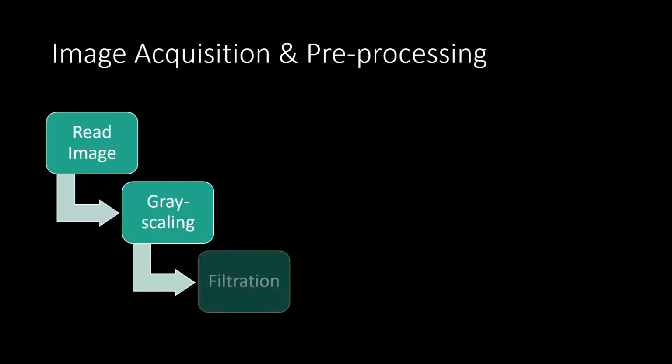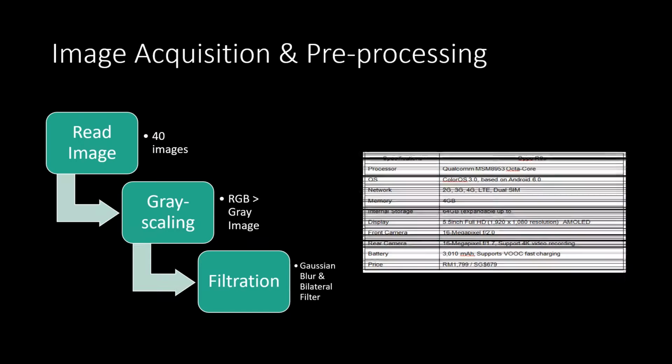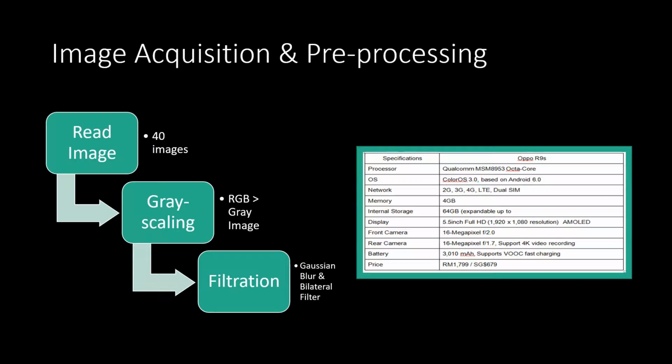Let's talk about the image acquisition and pre-processing. In this stage, there will be 40 images that I'm going to read using my algorithm. Then these images will undergo a grayscaling process to change the color space from RGB to gray image. Lastly, I'm going to filter to reduce the noise and smooth the image before the segmentation process.